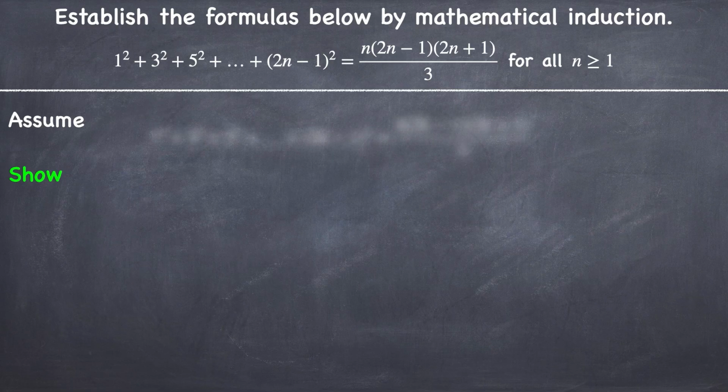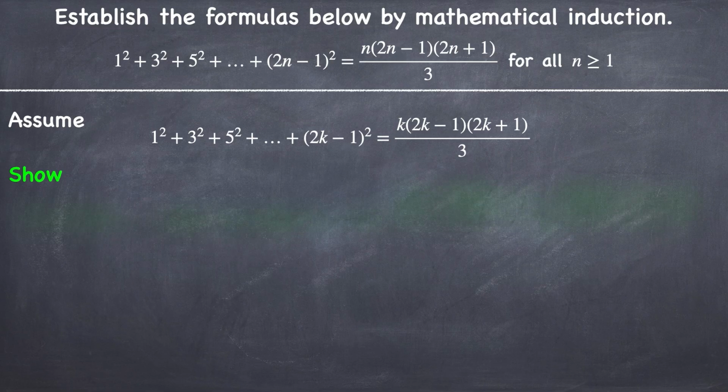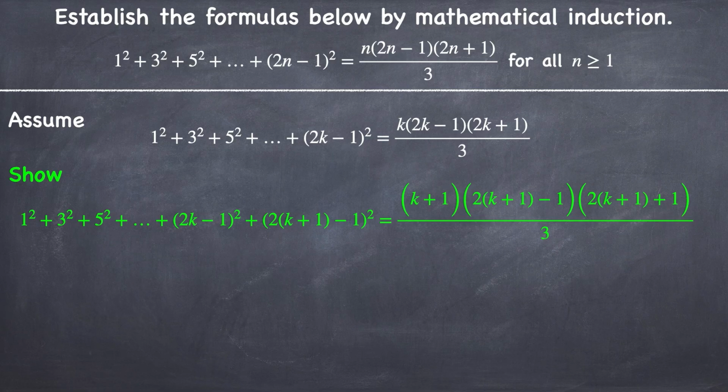So for the inductive step, we're going to assume what's in white here, which is the formula holds for some value k. K represents a positive integer, and we're going to use that to show that the formula holds for the value k plus 1. And so whenever it holds for k, it holds for the next guy. Because we already checked n equals 1, this means this formula will hold for all positive integers k, or for all n greater than or equal to 1.